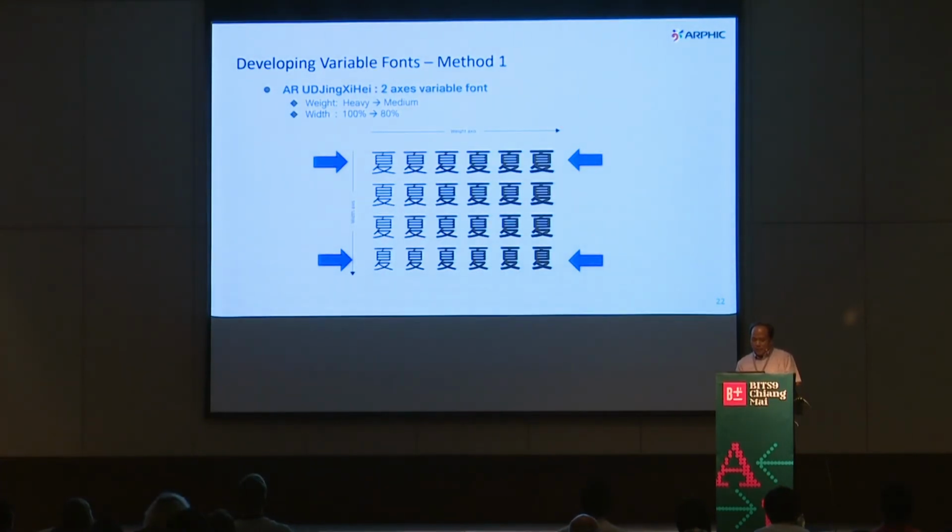And the Jingxi applied the second method, developing two extremes of each axis. It has two axes, weight and width. The first designer designed the font pointed by the arrow. This variable font is on the Arphic's iFont Cloud platform. Feel free to try it if you are interested.